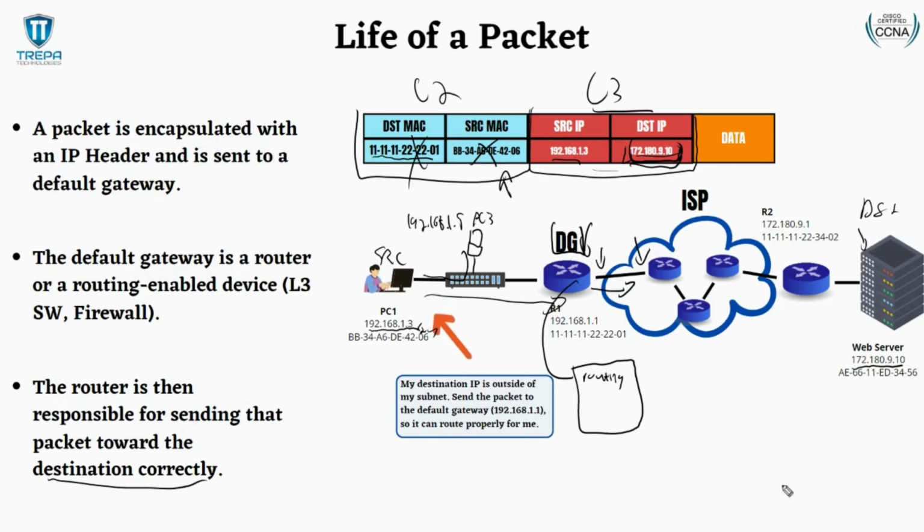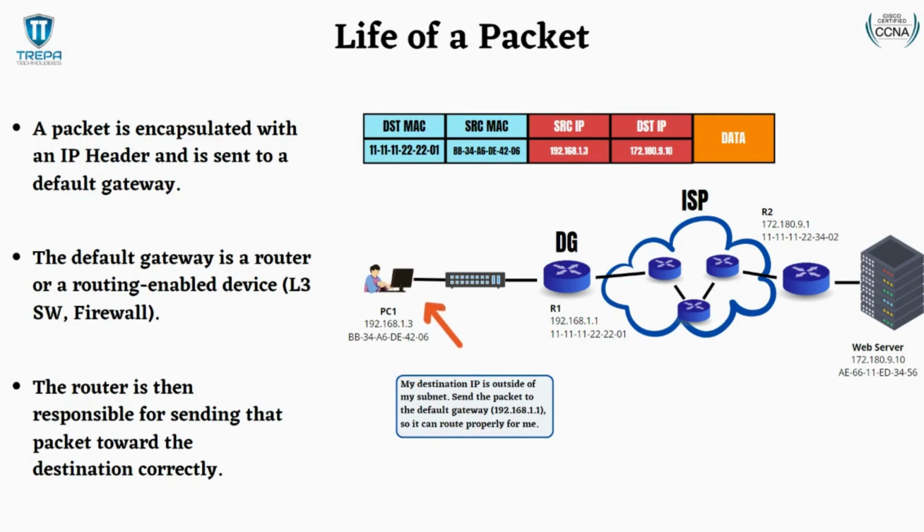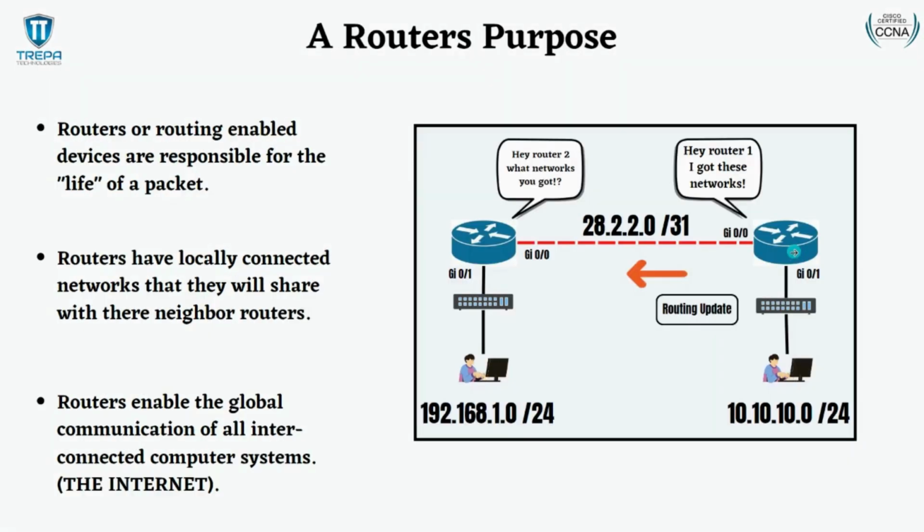Awesome. So now that's really just a high-level overview of a packet. So now let's go over the router's purpose. Routers are routing-enabled devices, and we say that because we know multi-layer switches can be routers. They are responsible for the quote-unquote life of a packet. It needs to get that packet, and when we say packet, we mean our layer 3 header, from point A to point B. We're not worried about the transmission control of it. We're just worried about where to properly send this IP.